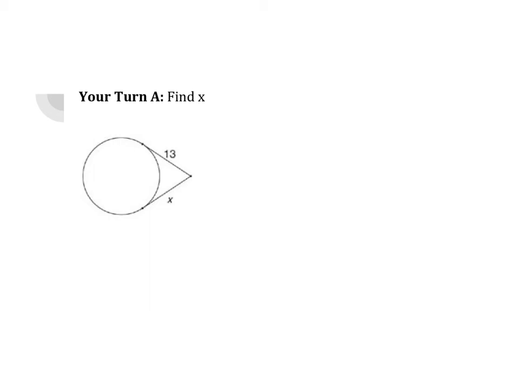Using the previous two examples, we can see that again we have two tangent lines that are going to intersect outside of our circle. So I can say that they must be congruent, which means for my equation, I would just say that 13 is equal to x. And since there's no other algebra to be done to solve for x, I have my final answer, x equals 13.